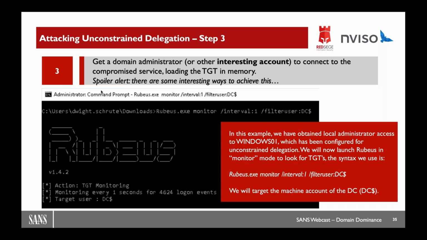So I'm using Rubeus to monitor for a TGT that's available, right? So I'm looking here at Rubeus.exe monitor, interval:1 means I want to refresh every second, and I'm looking for DC$. DC$ is the computer account of my domain controller, my target, if you will. So I'm looking for TGTs.